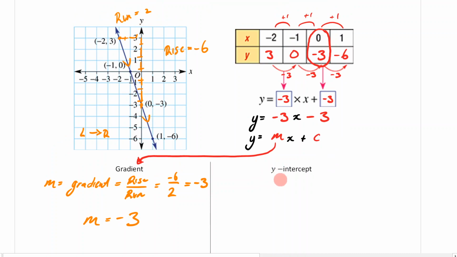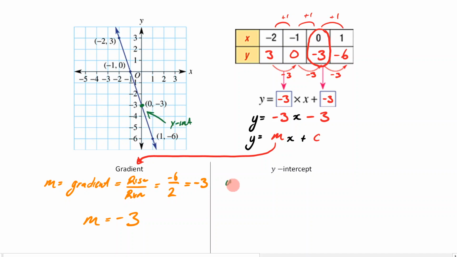Now, what about my y-intercept? Let's rub out all of this working here. It's just a bit messy, isn't it? Okay, what is my y-intercept? My y-intercept, according to this, should be -3. And sure enough, there's my y-intercept. It is equal to -3.